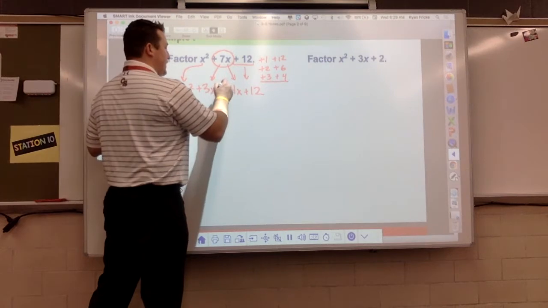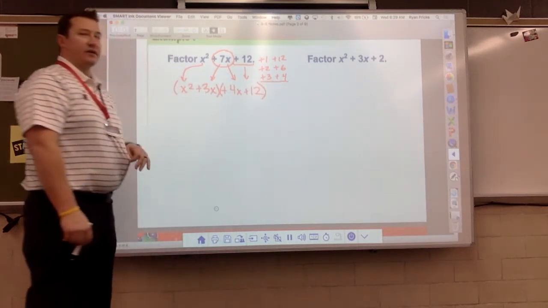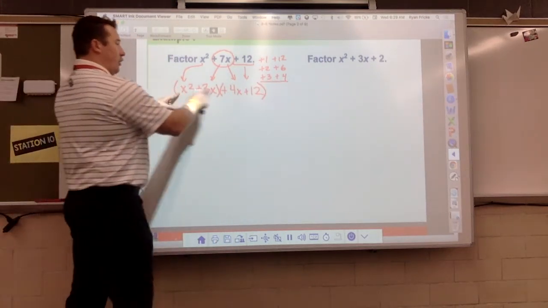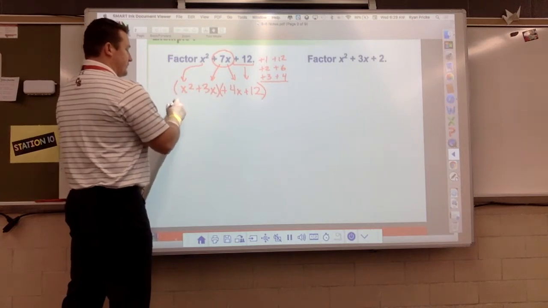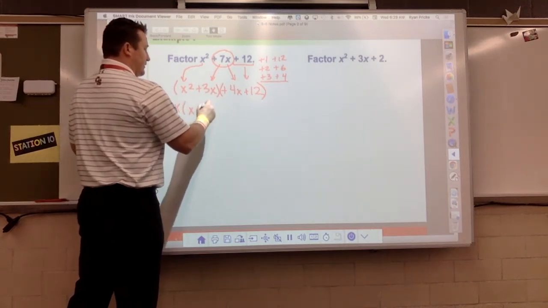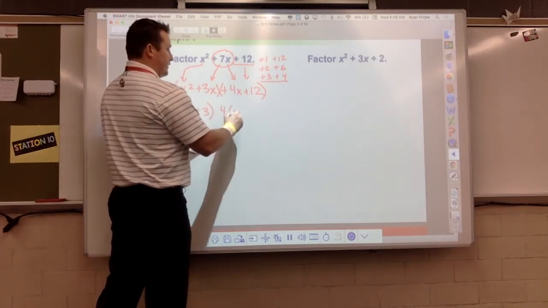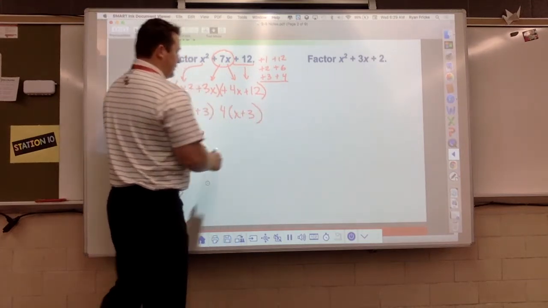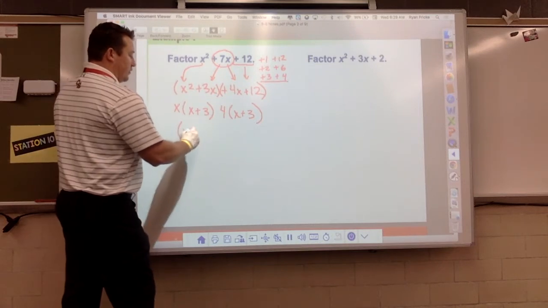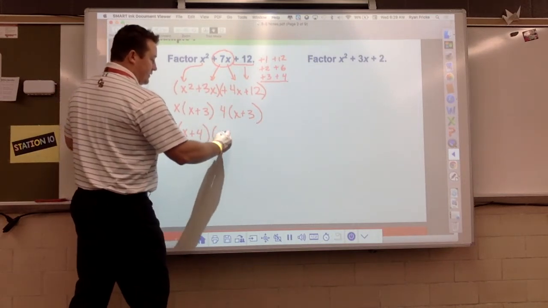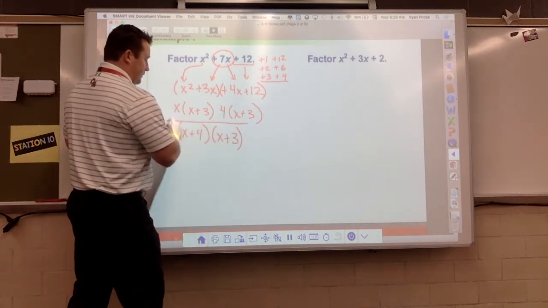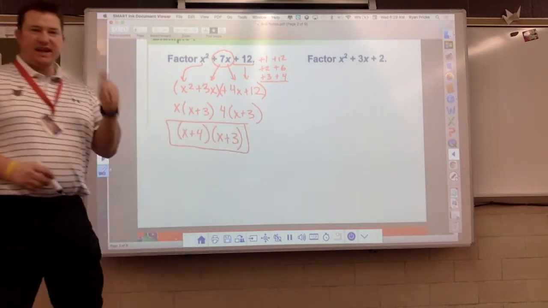We're going to group these together. We're going to group that together. Greatest common factor. The only thing I can factor out here is an x. This will turn into x plus 3. I need to factor out a 4 here. This will turn into x plus 3. All right, go ahead, write your two binomials. And you are done.